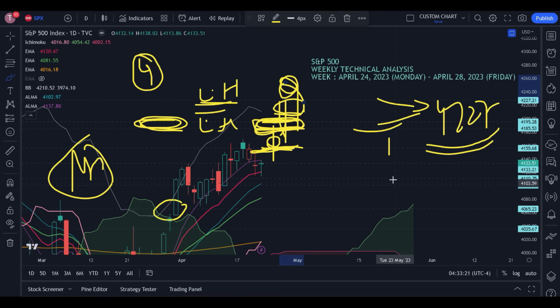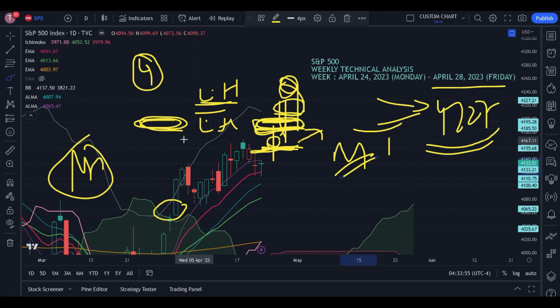Okay, so by Friday, which will be April 28th, 2023, the S&P 500 should close above 4155. And not just above 4155, but above 4227 also. Else it is not good, else it will not be good. Because that will be seen as a rejection on the monthly chart from the 50% Fibonacci retracement level. And that will not be good, right? So now this is the upward movement, and this is how the lower highs are going to form.